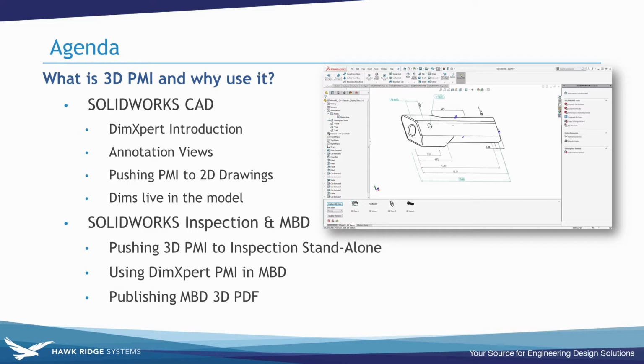Then we're going to take that PMI data that's in the 3D model and push it to a 2D drawing. Just keep in mind that when the dimensions live in the model, we can use that in many different outputs. So let's jump into SOLIDWORKS, and then we'll get into inspection and model-based definitions next.